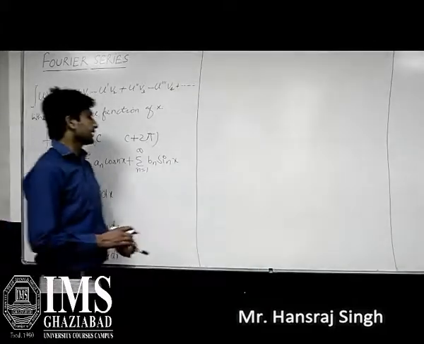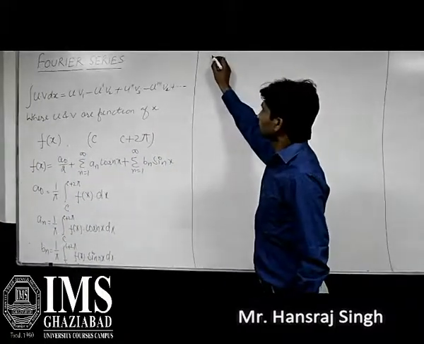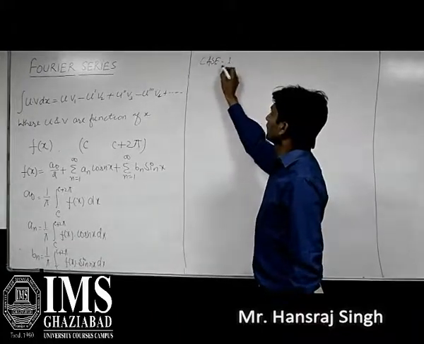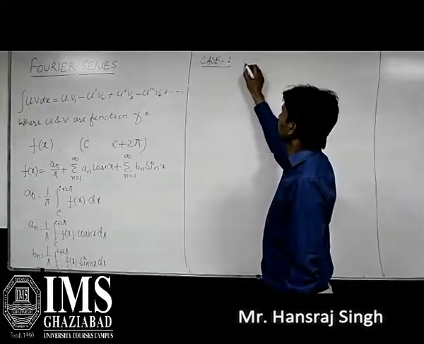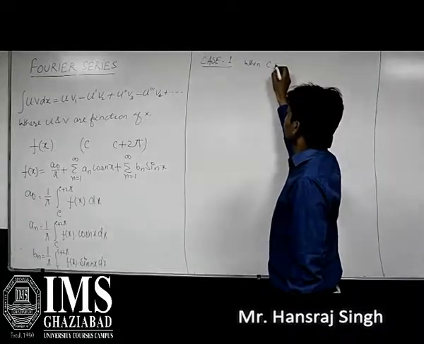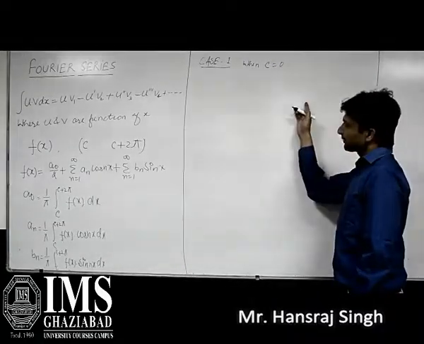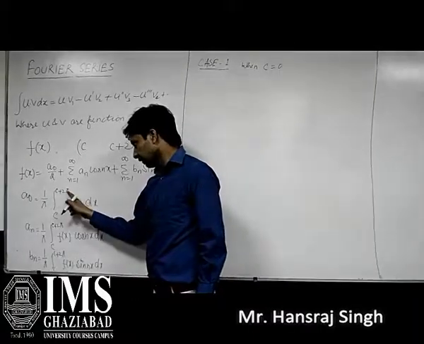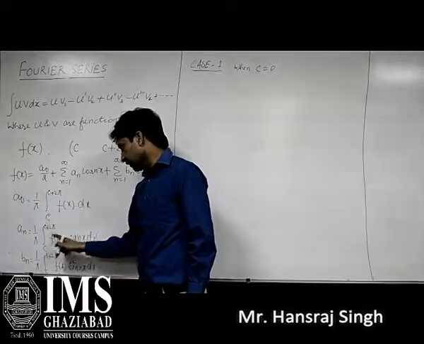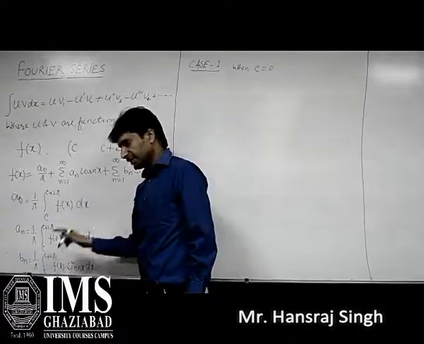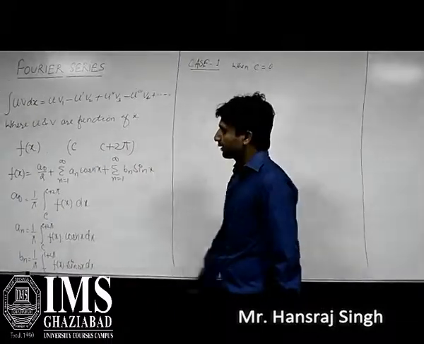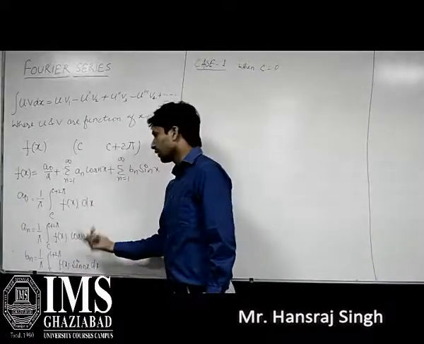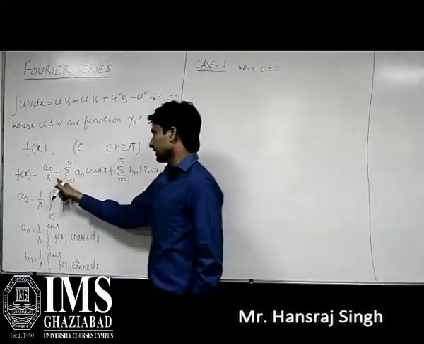First case is when c is equals to 0. Then in this case, all the formulas are converted into simply 0 to 2 pi, 0 to 2 pi, and 0 to 2 pi. In this case, we find a naught, a n and b n with the help of these formulas, and then put a naught, a n and b n in the expression of the Fourier series for f(x).